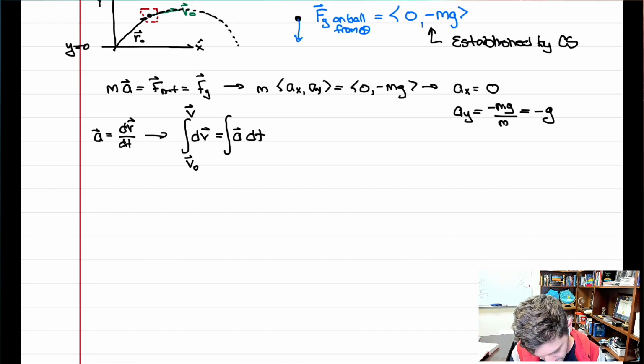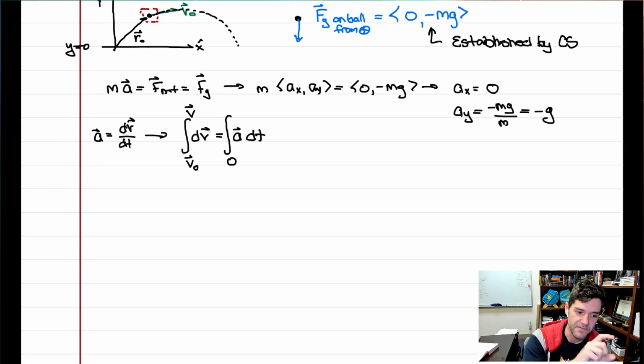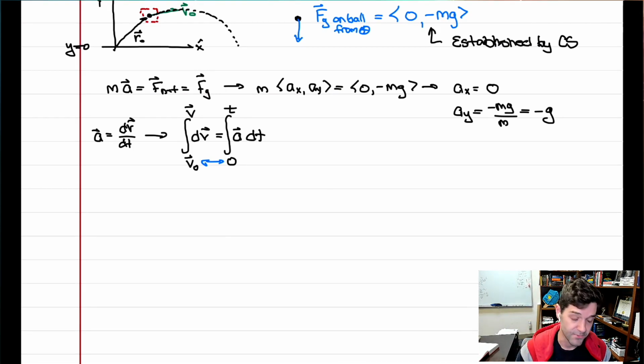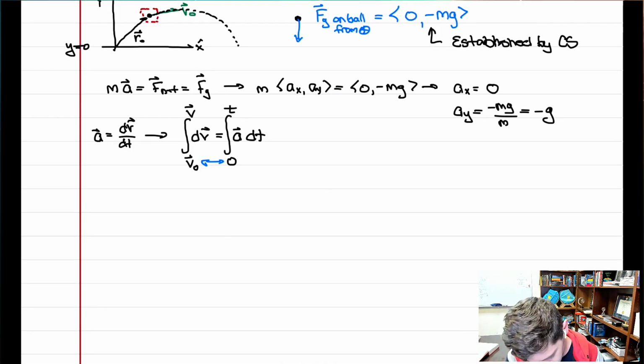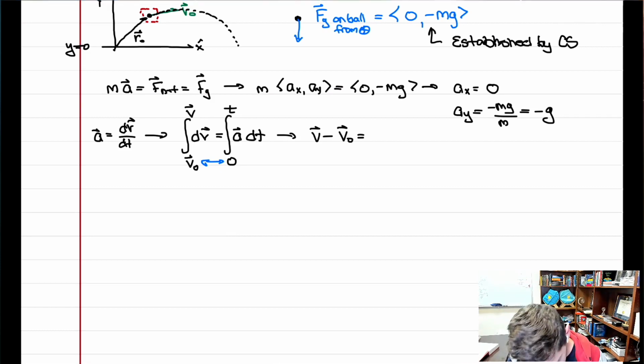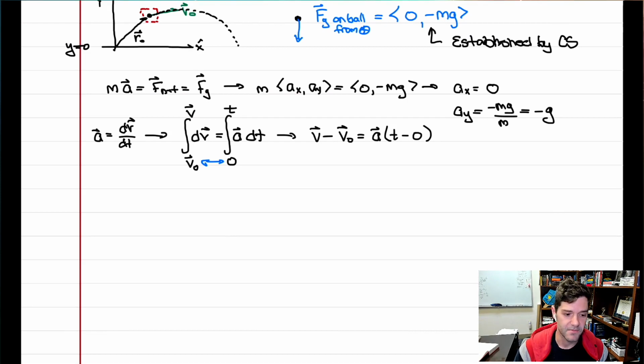So I know that the velocity is equal to v naught at t equals 0. That is why these two are connected. And then I'm going out to some generic t, in which case the velocity is some generic v. The integral on the left ends up just being v minus v naught. And the integral on the right, since the acceleration vector is a constant vector, ends up just being the acceleration vector times t minus 0 in this case.